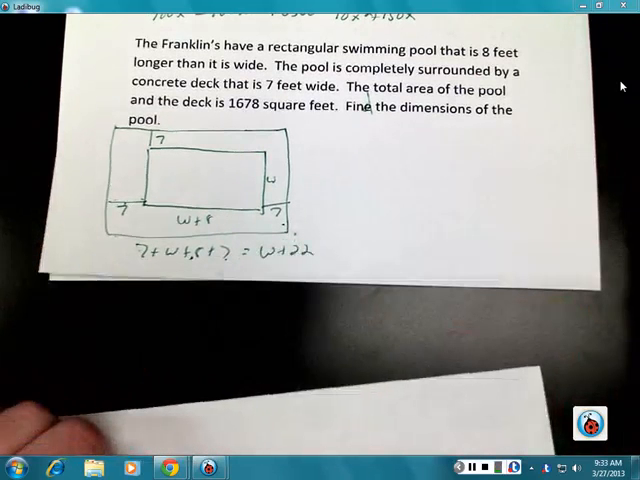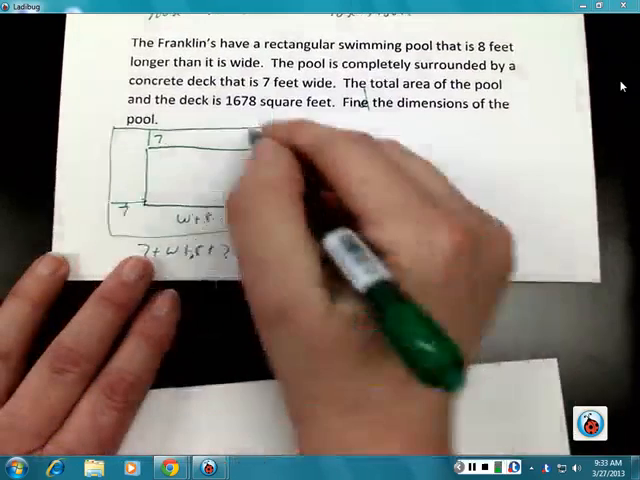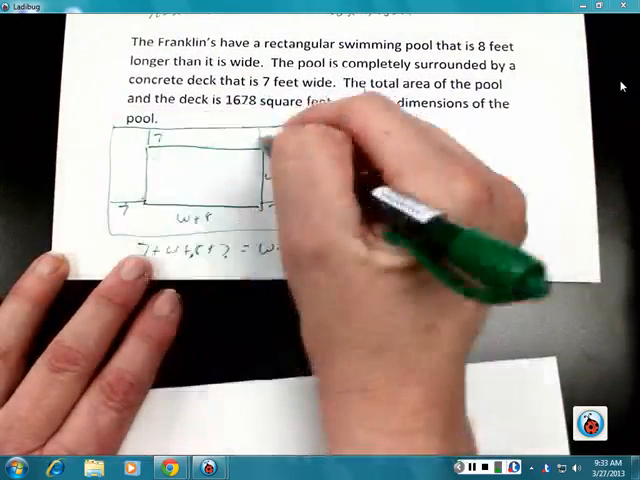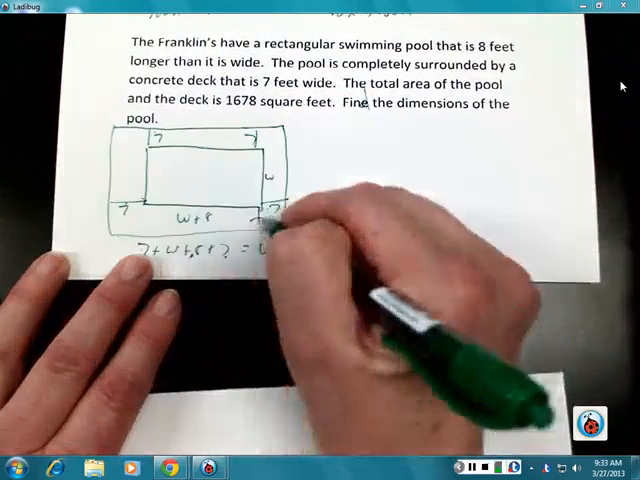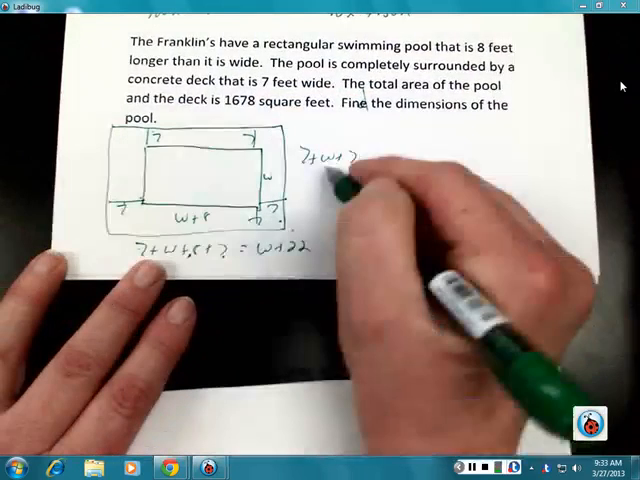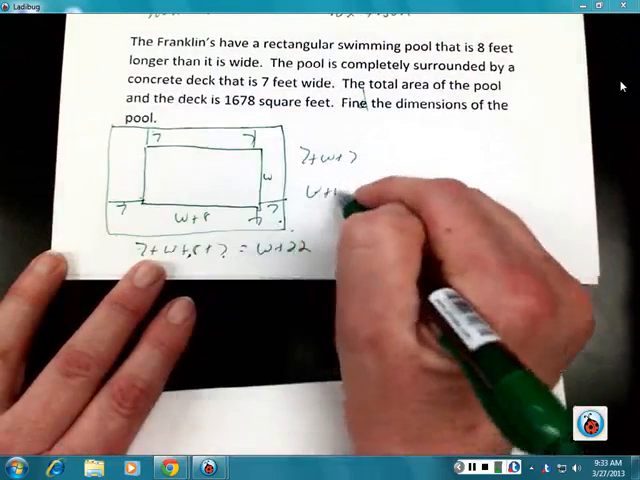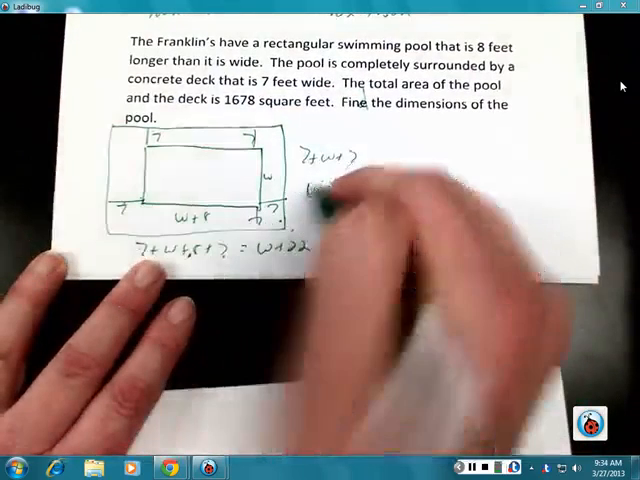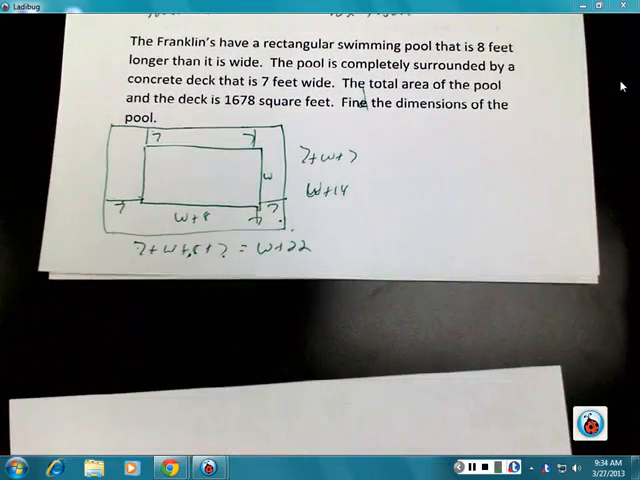Plus 22. And the same thing happens with my width. It's 7 feet up here and 7 feet down there, so it's 7 plus the width plus 7 to give me its dimension, so W plus 14. Okay or not okay?